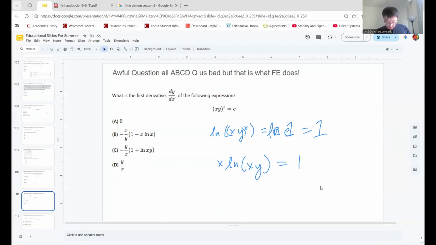And I'm pretty sure that's how you get it. Yes, that's how you get it. And then you take a dx in this over here, and you take a product rule of this. I already know the answer is going to be C.